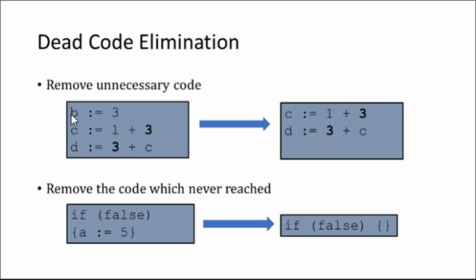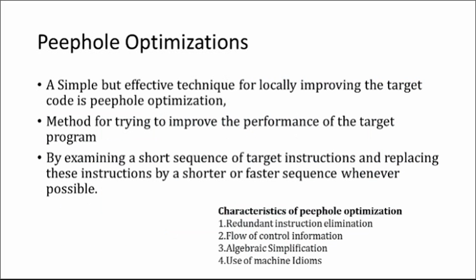Look here. If we are writing b is equal to 3, c is equal to 1 plus 3, and d is equal to 3 plus c. Have we used the value of b here? If we are not using the value of b anywhere, then why are we writing b is equal to 3? That b is equal to 3 can be removed by using the dead code elimination technique. Similarly, if we write code that is never used, like if a value is false, then the value of a is 5. But if the value false will never occur, then a is equal to 5 will not be executed. Then why do we convert a equal to 5 into the target code? Better to remove it.